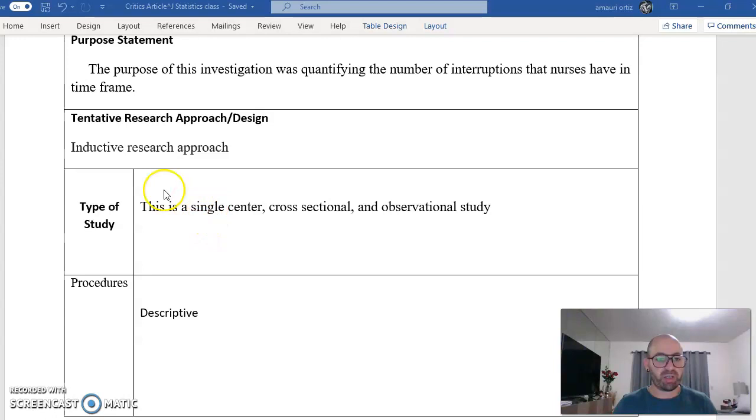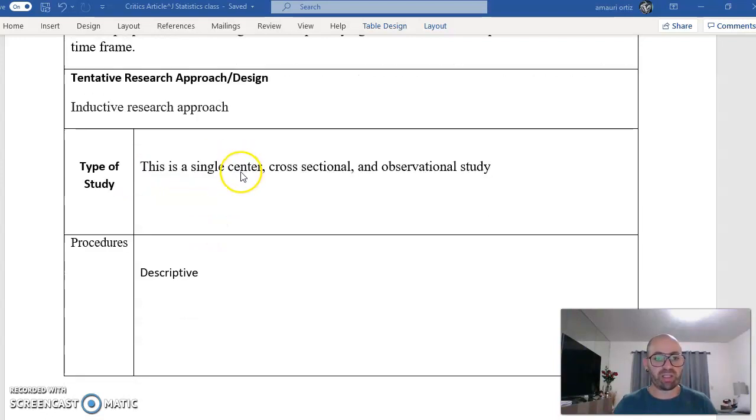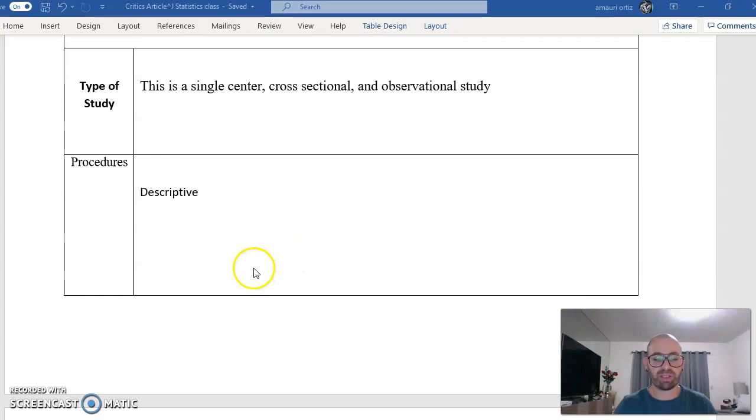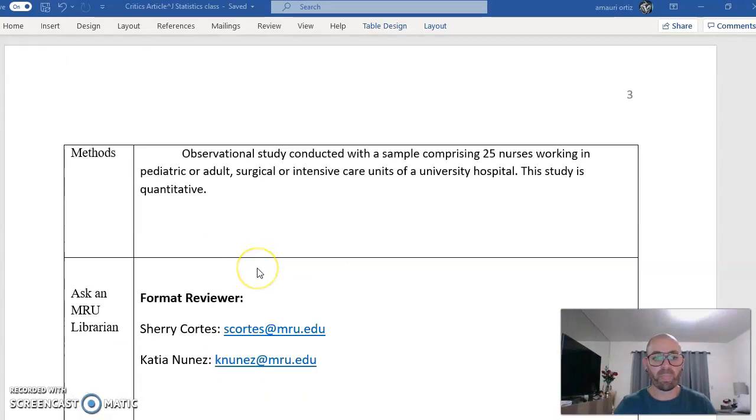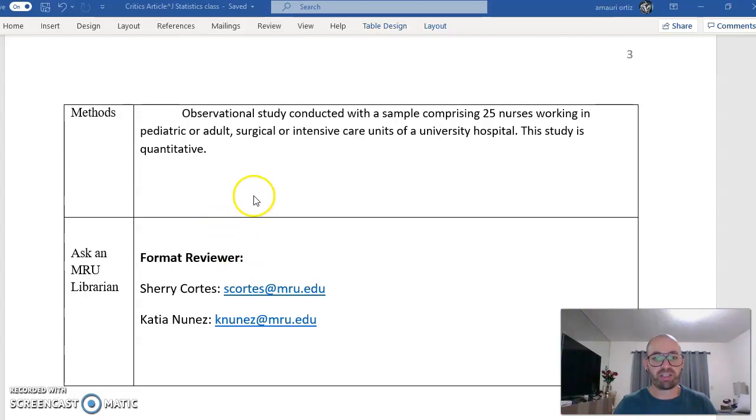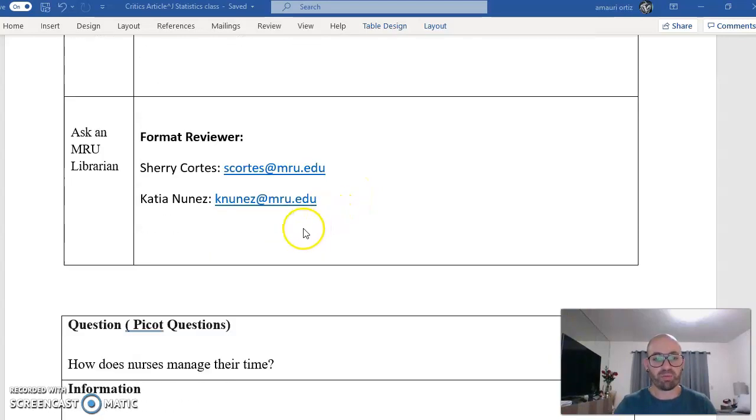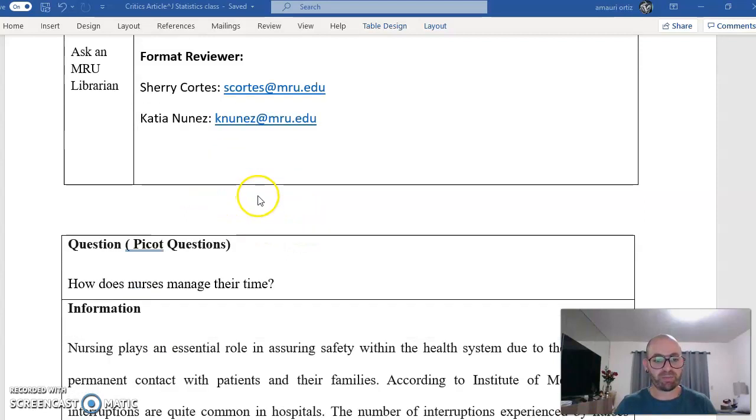The tentative research: inductive research approach. The type of study is that this is a single-center, cross-sectional, and observational study. The procedure was descriptive. The method was an observational study with a sample comprising 25 nurses working in pediatric or adult surgical or intensive care units of a university hospital. This study is quantitative. The person who helped me from the library was Sherry Cortez.